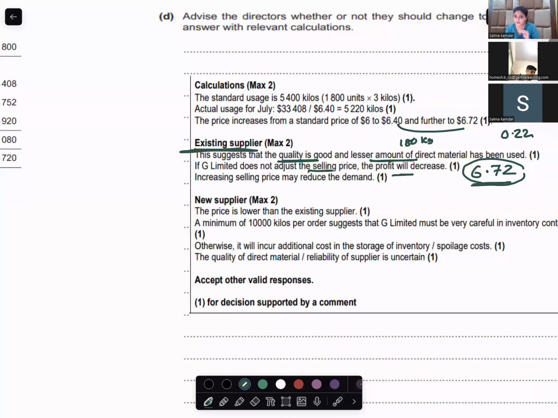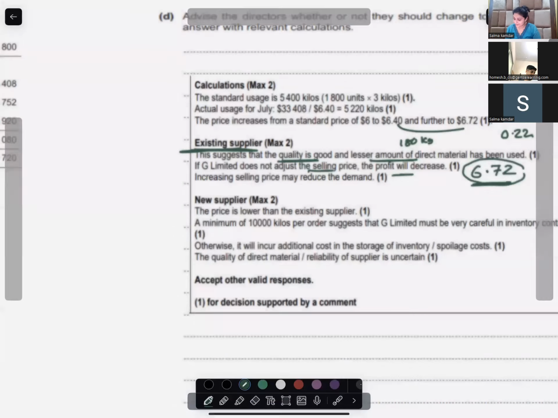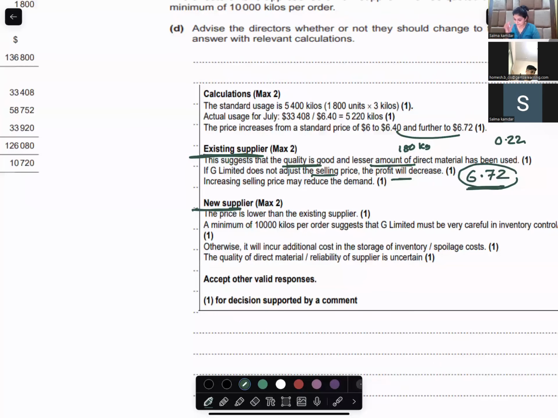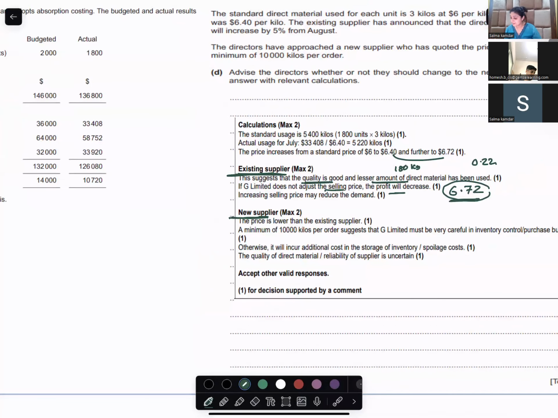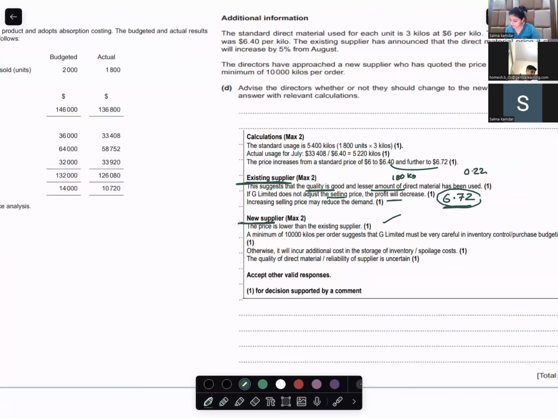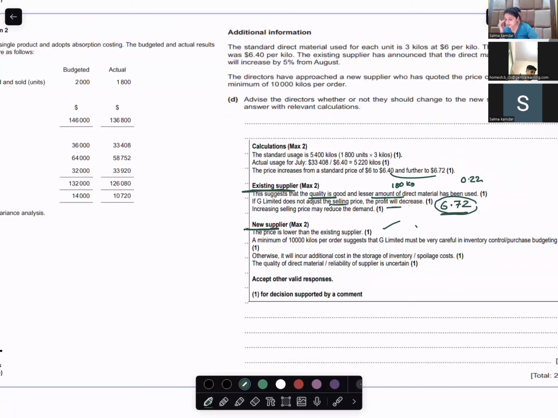If I go to the new supplier, what will happen? You will get a cheaper price, much cheaper than what we are paying, 6.2. But what is the problem? The problem is that you will have to buy 10,000 kilos at once. You have no option. But what is your actual kilogram requirement? It is 5,000 to 5,500.